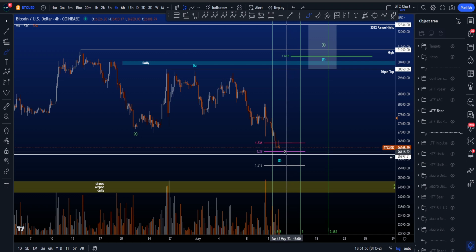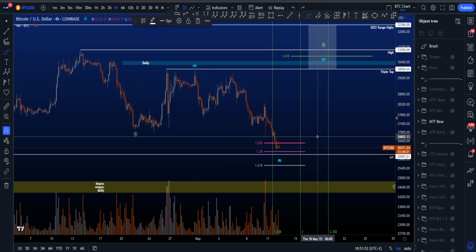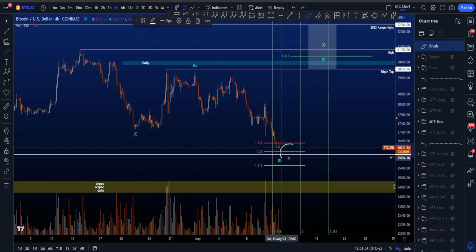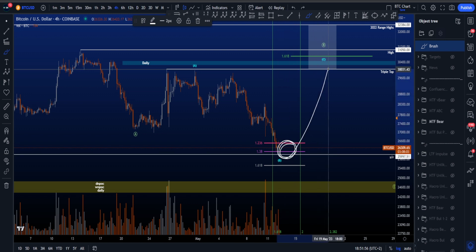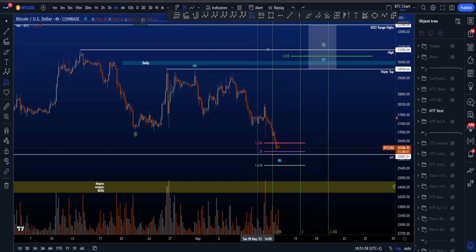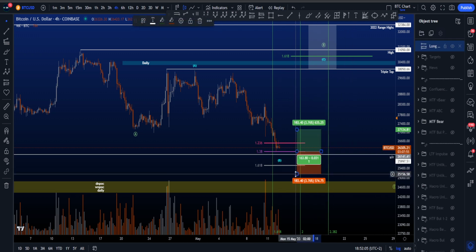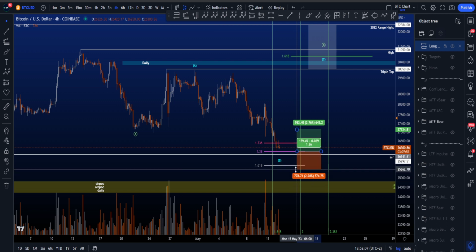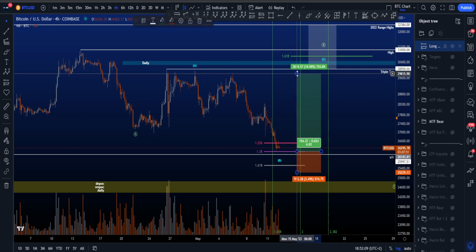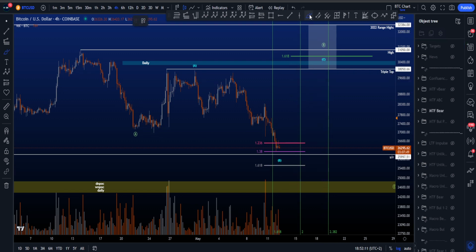And in this particular scenario, if this is an ABC to the upside, then you expect price to eventually move to the upside from this area over here as well. Of course, then a potential trade in this scenario, which is an alternative scenario, so please keep that in mind, would be to park the stop loss somewhere below the 1.618, and then we're looking for a move to the upside.